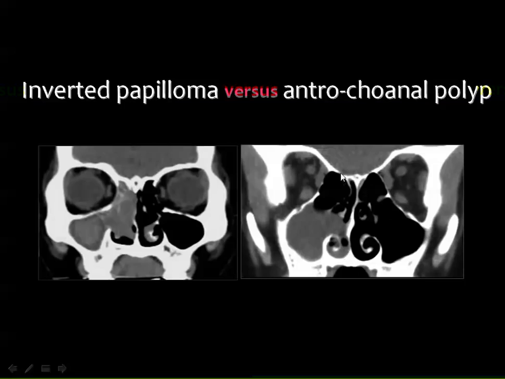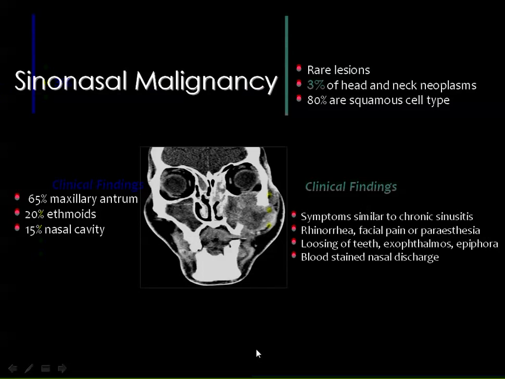And you see the ethmoidal air cells are clear. In cases of antrochoanal polyp, they are obliterated. In cases of inverted papilloma, the nasal fossa is expanded, but it is not in antrochoanal polyp. The ostium is expanded in the antrochoanal polyp. It may be expanded also in the inverted papilloma.